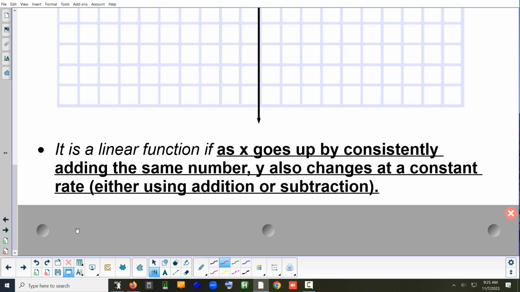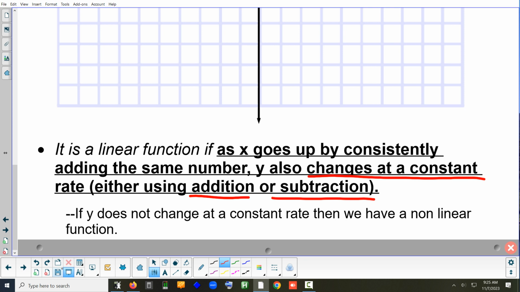But y has to change consistently by adding or subtracting. If your y values do like a +2 and then a +3 and then a +1, that's not consistent. It has to be constant. It has to be the same. If y doesn't change at a constant rate, if it's not plus the same number every time, then what you would have is something that's non-linear. Okay, non-linear. That means it would probably have some kind of curve to it, or it could be a V shape, but it's not a straight line.